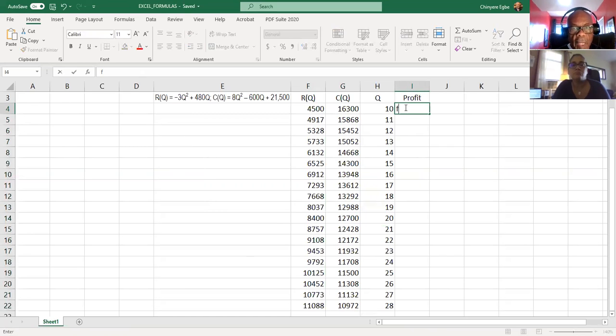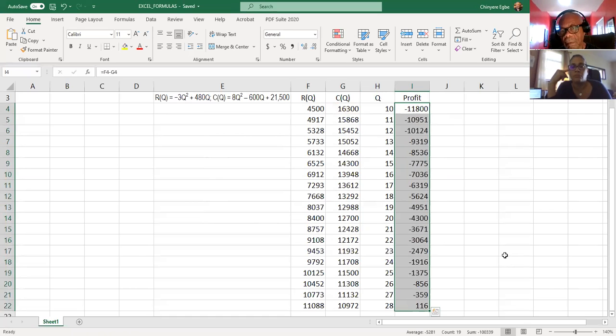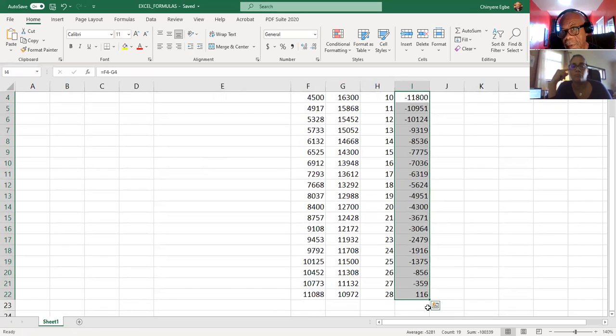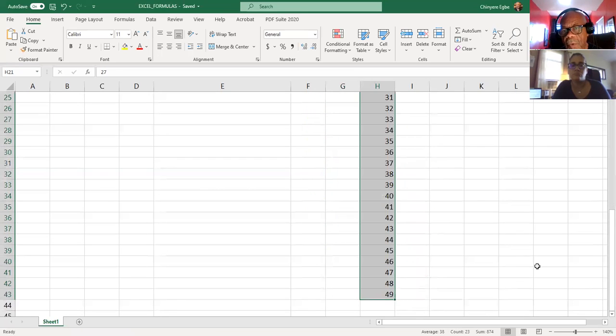Your profit is revenue minus cost, which is F4 equals F4 minus G4. All right. So you can see here you're still making losses. But you can see you started making profit, at the right bottom there. So you can now increase the quantity here and see how far you go with it.